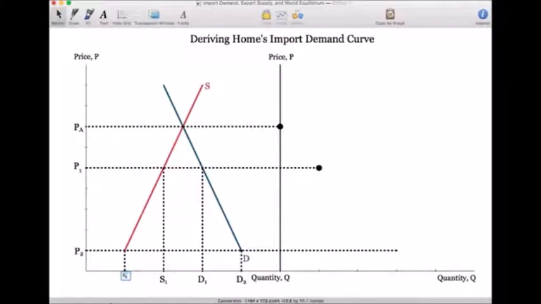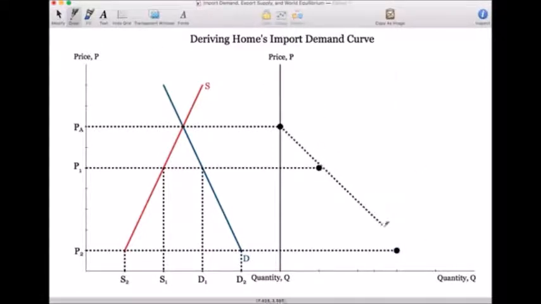So let me make sure I've got that labeled appropriately. S2. So as we lower the price even further down to P2, we can see that the quantity demanded domestically is D2. The quantity supplied domestically is S2. So if I subtract D2 from S2, that will give me the import demand at the price P2. And as you can see, that is equal to 3 units. So I have 1, 2, 3 units. I can put that point right there.